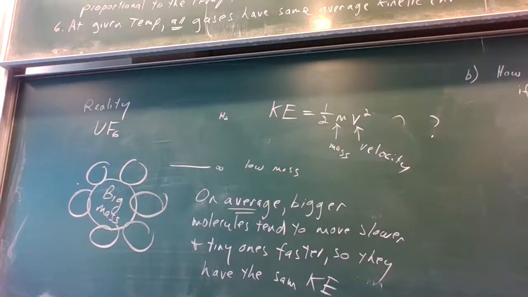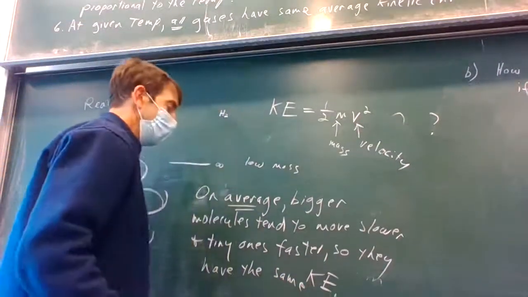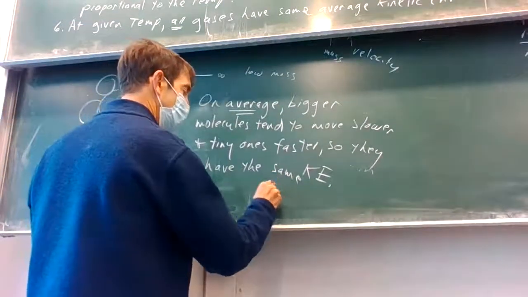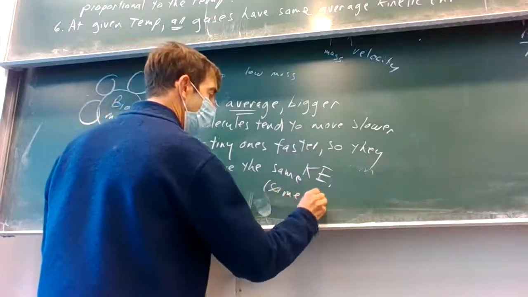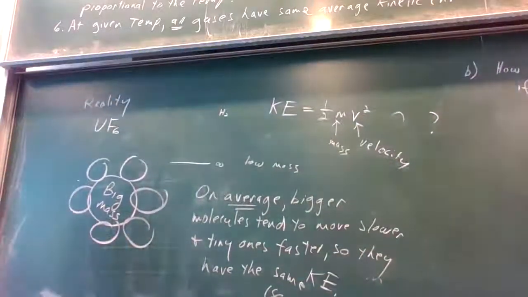Okay? So big ones move slow, generally, little ones fast. But occasionally you get a big fast one and you get a slow moving little one, whatever. So we're just talking about averages here. But the same average kinetic energy is the same temperature. They're essentially the same thing. And that's what they'll test you on the AP.